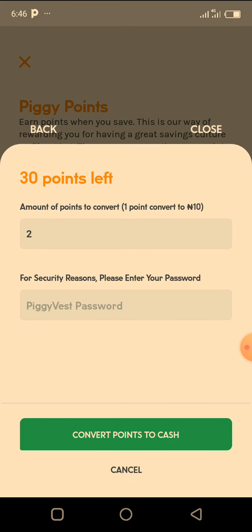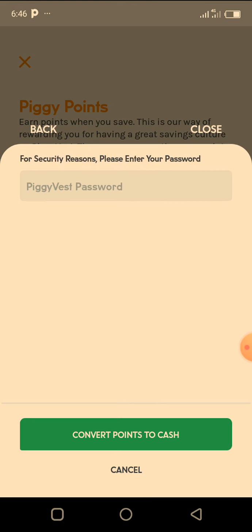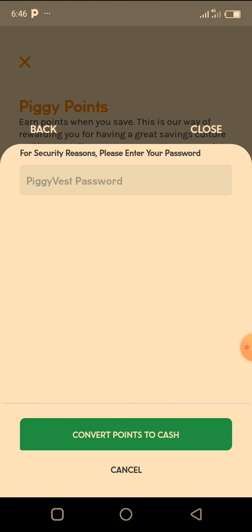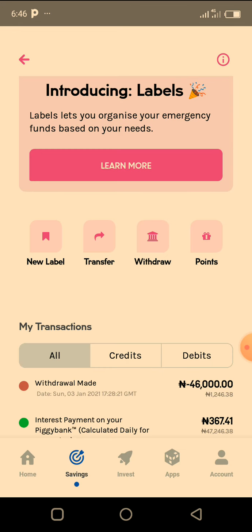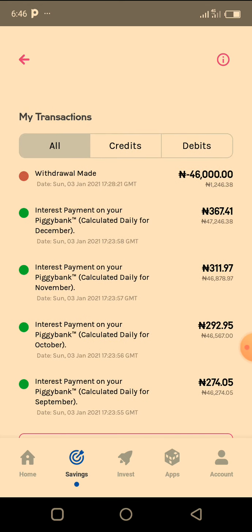It's the amount of points to convert. 1 point converts to 10 naira. So as I have 3 points, I can get 30 naira from it. So that is it. Maybe if my points are up to 1,000 naira, then I know it's worth getting something from it.